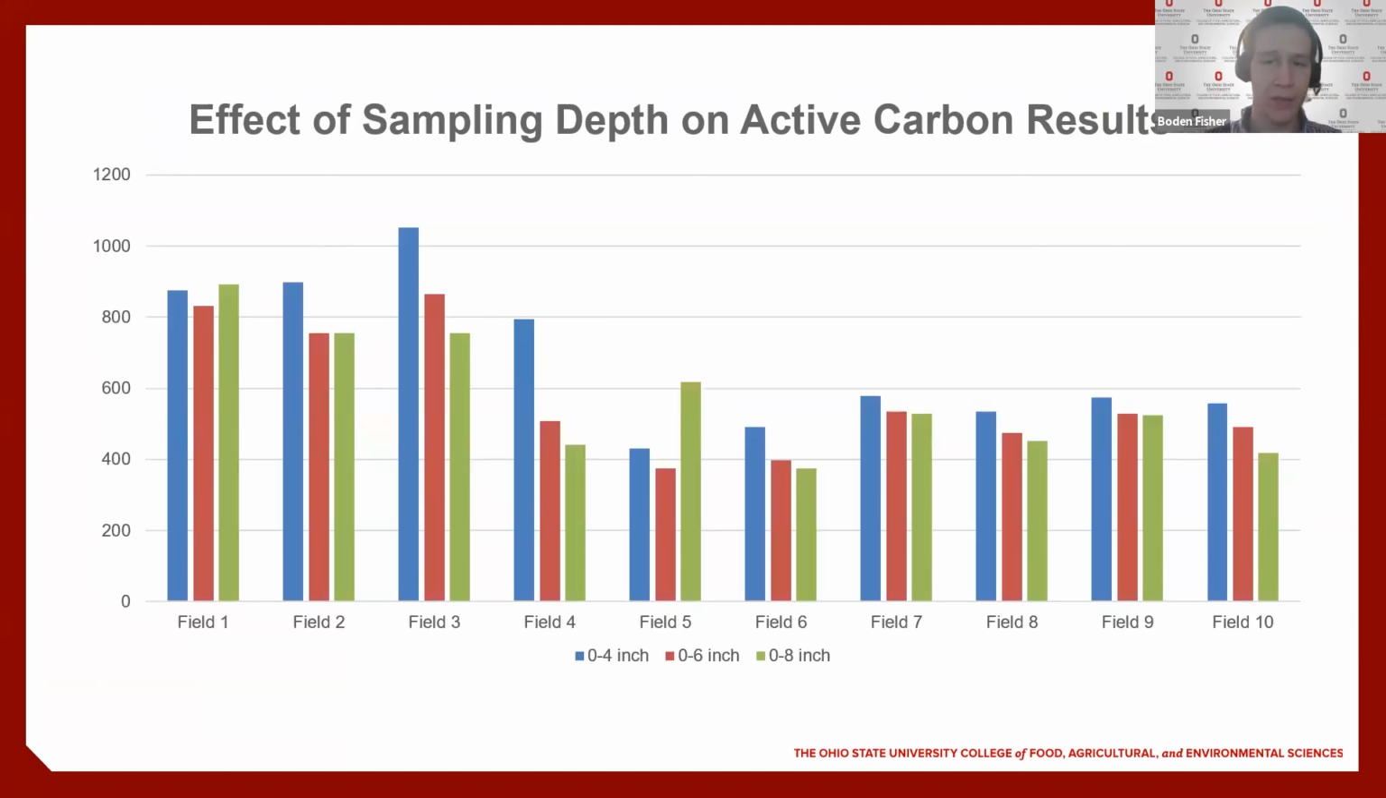One last time, look at this in a different way, showing on a field by field basis for the 10 fields that I sampled. You can see in 8 out of the 10 fields here, the blue bar was the highest active carbon reading, and that is the 0 to 4 inch sampling depth, okay? So in 8 out of 10 samples in this particular subset of data.